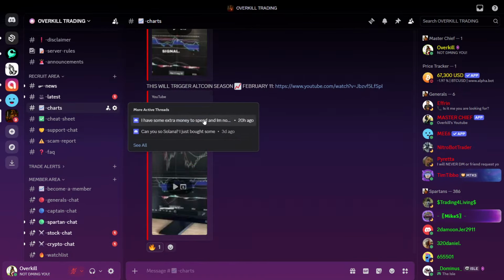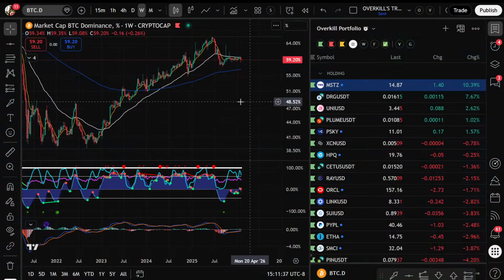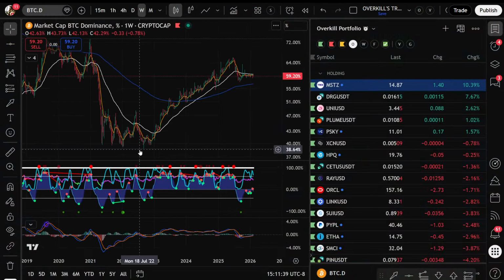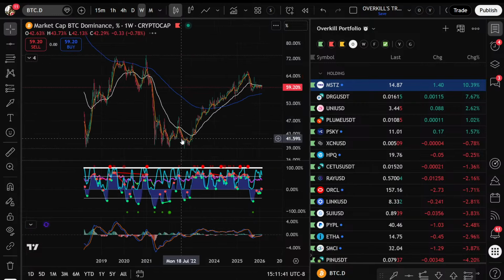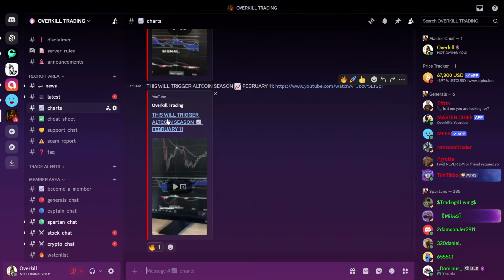Okay, under the chart section, I just dropped this before the live. This will trigger altcoin season. Okay, when this comes down, that's when we're going to see altcoins. We haven't seen an altcoin season since 2021. You guys will understand that when you go watch that video. Ultimately, everyone that got involved in cryptocurrency in the last 5 years has not experienced a real altcoin season. We haven't seen one in 5 years. You'll understand what I'm talking about when you go watch this video over here.